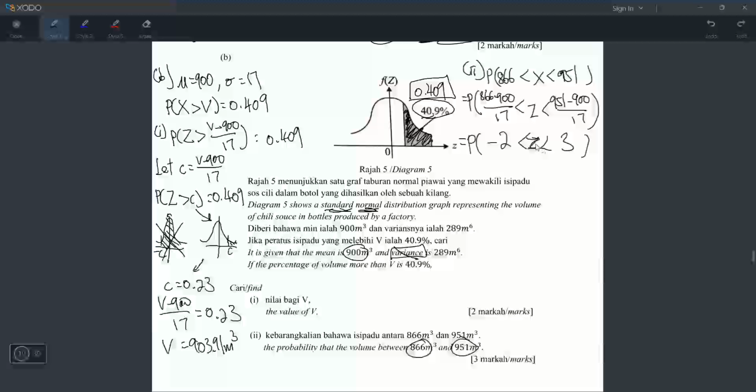And then now you lukis. But this time, you lukis sekali saja. Tak payah lukis dua kali. You just lukis sekali saja. So when you lukis sekali, you letak negative 2 and 3 in between. So negative 2 somewhere here, 3 somewhere here. And then this is the shaded region in between.